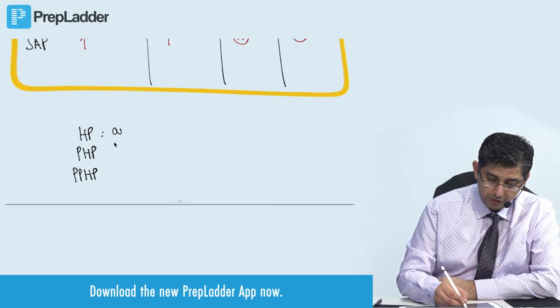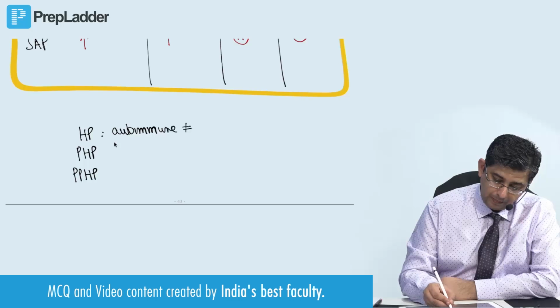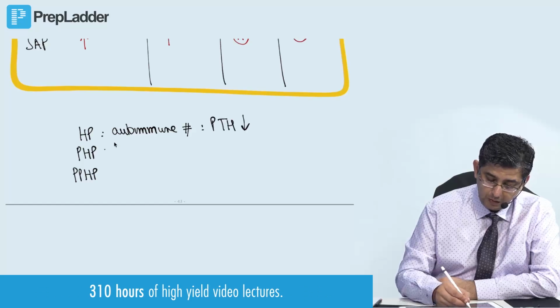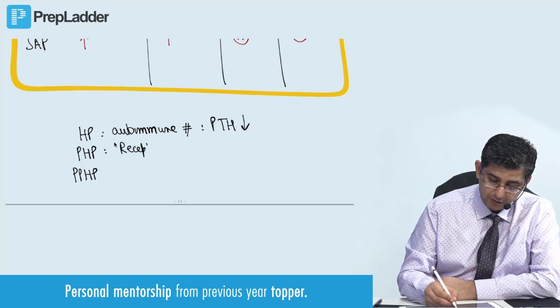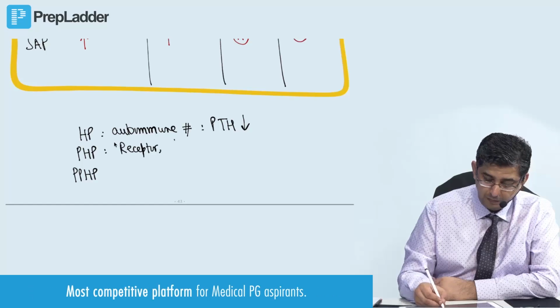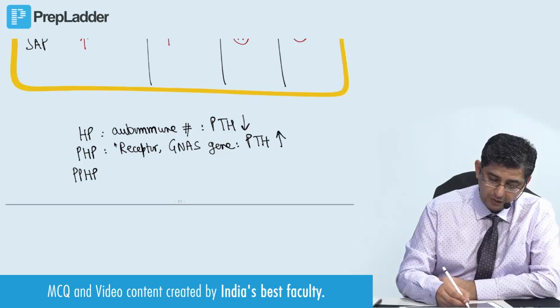This was autoimmune destruction of the gland. So PTH will be less. In this condition, the problem is of the receptor. The reason for receptor malfunction in the patient is the GNAS gene. So PTH in the body of this patient will be increased because it's a receptor defect.